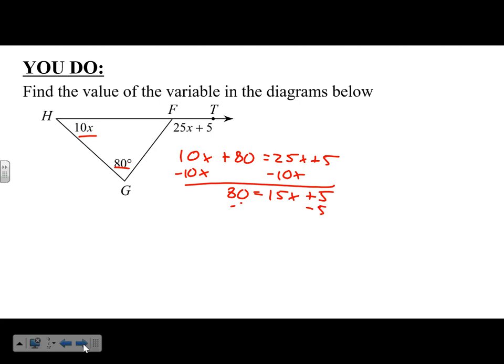Subtract 5. 75 is equal to 15x. What's that, like 5 maybe? 4? I don't know, probably way off. 5. So x is equal to 5 for that one. Again, even these, there's ways to do it without using this and using the angle sum theorem. It's just kind of confusing and a lot more work.